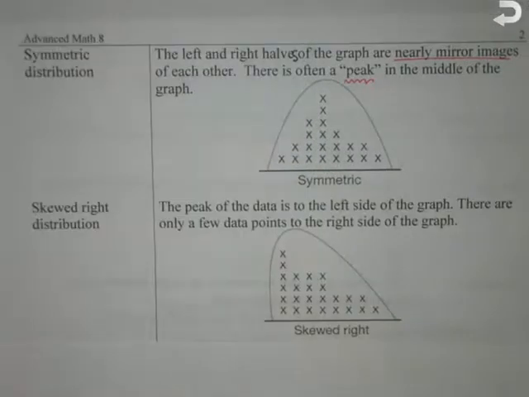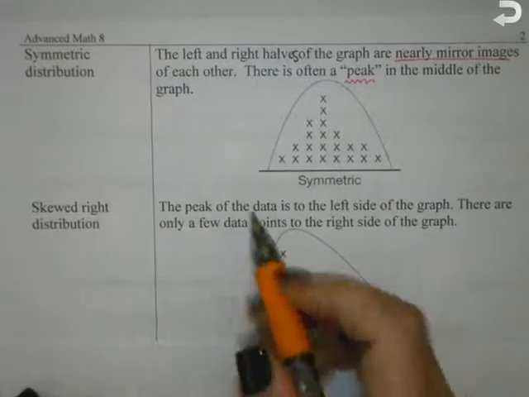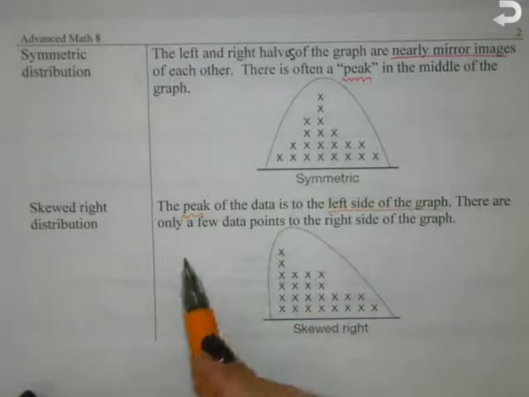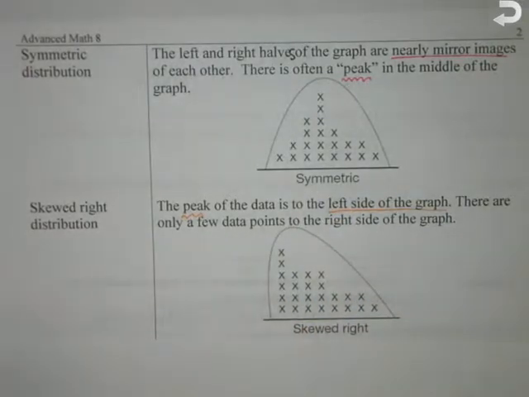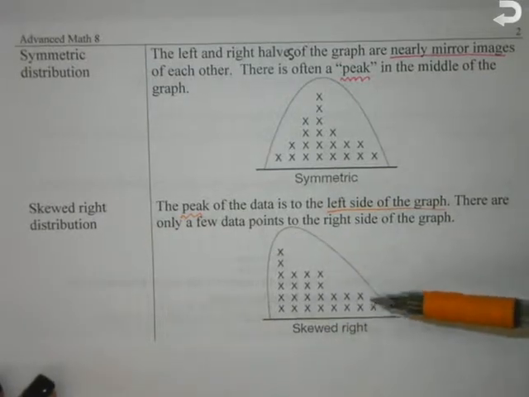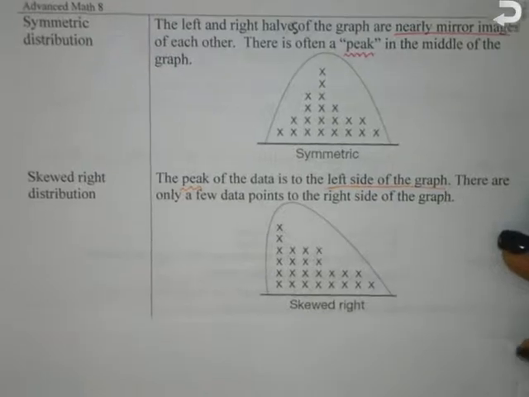The next type of data distribution is what we call skewed right distribution. Skewed means that there's less in that area. So skewed right means that the peak of the data is actually on the left side of the graph. There are only a few data points on the right side. Skewed right means there's less on the right-hand side. Most of our data shows up on the left-hand side, and there's a lot less on the right. That's called a skewed right distribution.